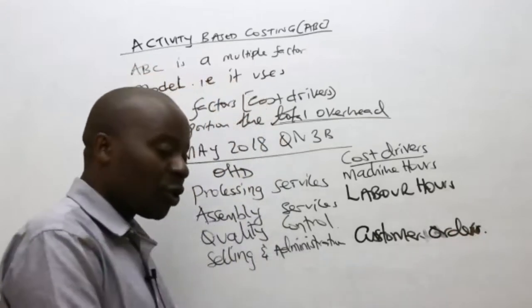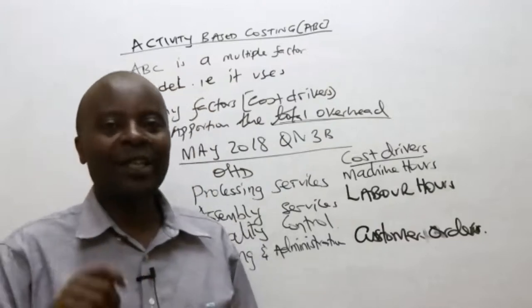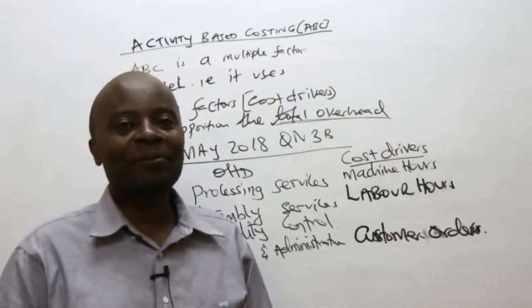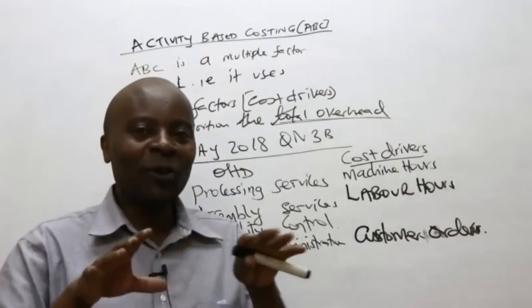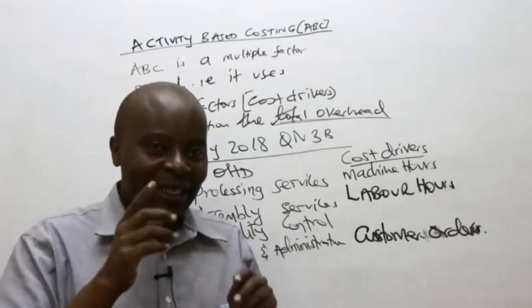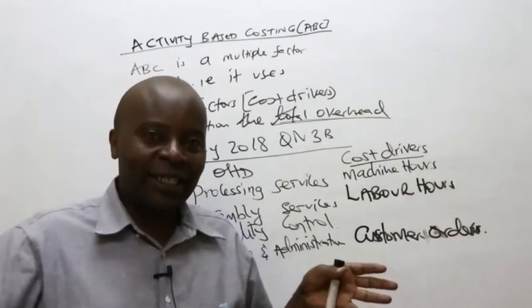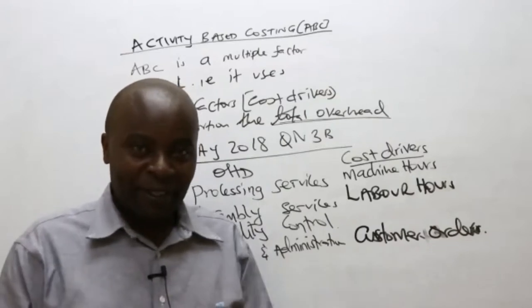So quality control, I'm still waiting for the correct answer from you. Quality control, what should we use? Machine hours, quality and machine hours? Not really. Don't tell me that the more a product spends in a machine, in terms of machine time, the more the quality. No, there's no relationship there. But thank you for trying.